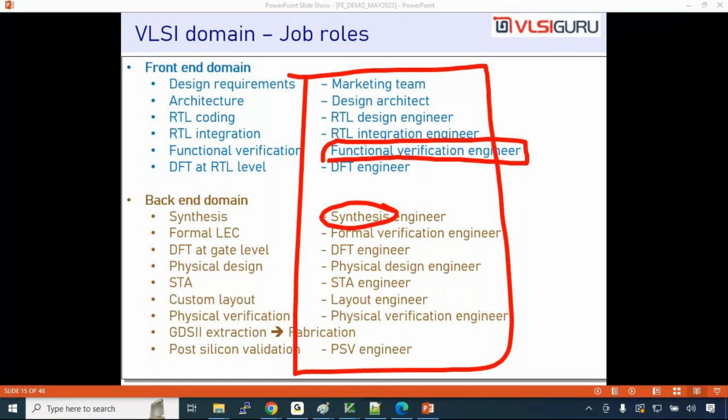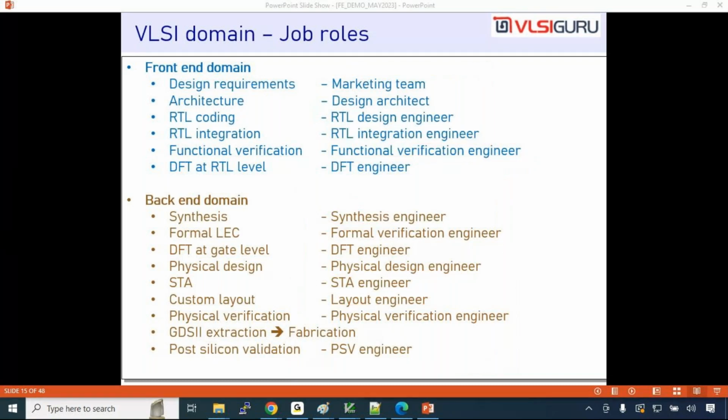Do I need to know what physical design and placement is? I don't need to know. What is layout? I don't need to know. My role was always limited to functional verification. Then I have a person who works in the DFT role. His work for the last 15 years is only in DFT, nothing else. That is how VLSI work happens.